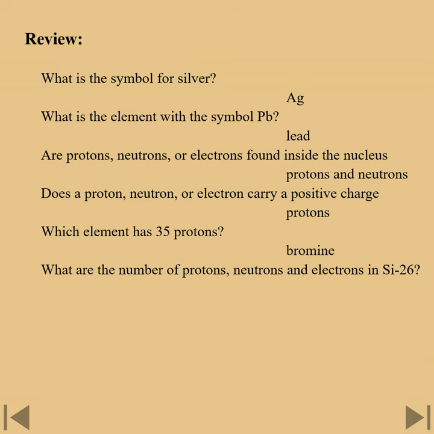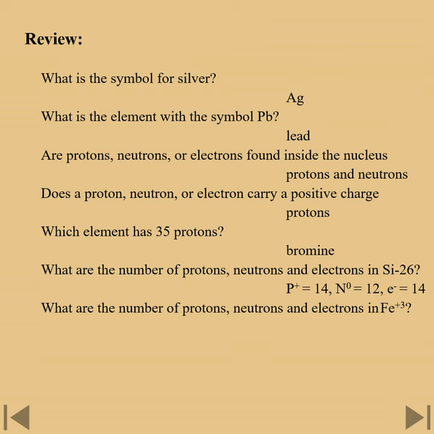And now, what are the number of protons, neutrons, and electrons in silicon-26? Well, do the easy one first. How many protons? 14. Then, how many electrons? Well, it's not a charged species, so it's also 14. And how many neutrons? Well, the mass number 26 is protons plus neutrons. Subtract out the 14 protons, and that would be 12 neutrons.